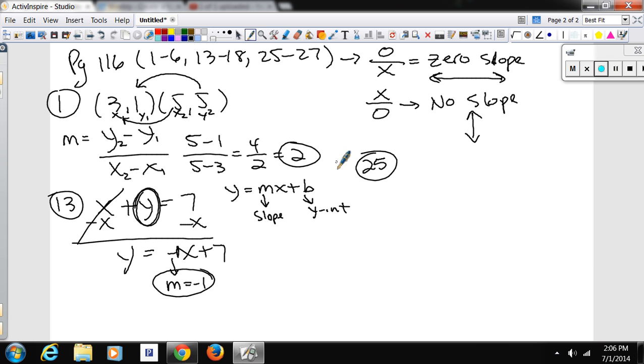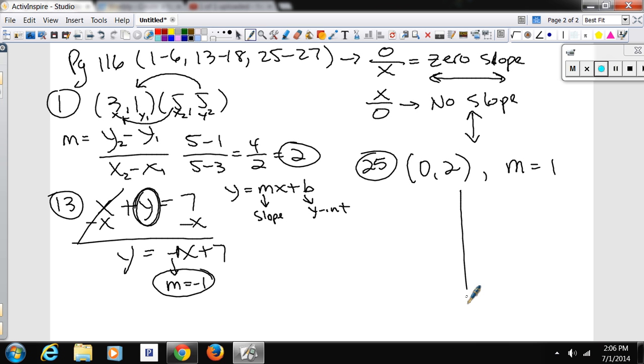25 through 27, you need to graph the line with the point and the slope. So they give you the point (0, 2), and they give you the slope of positive 1. m equals 1.